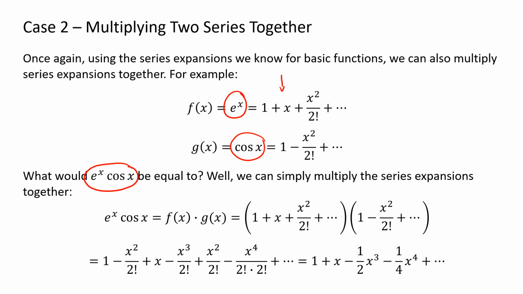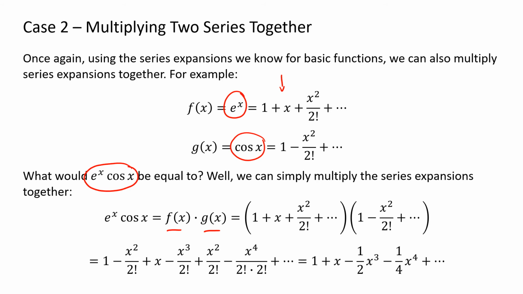If we have them multiplied by each other, so e to the x cosine of x, that's the same as those 2 functions multiplied together. So we can multiply those series together. If we do that, we get the first function, e to the x, which is 1 plus x squared over 2 factorial plus, and then it keeps going. That's multiplied by 1 minus x squared over 2 factorial plus additional terms.